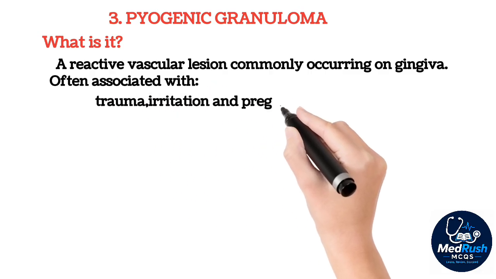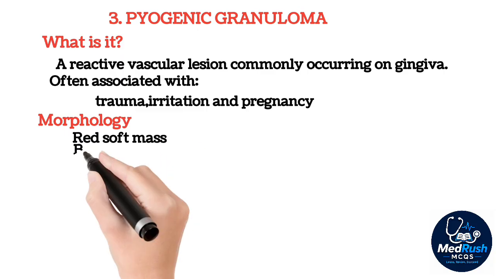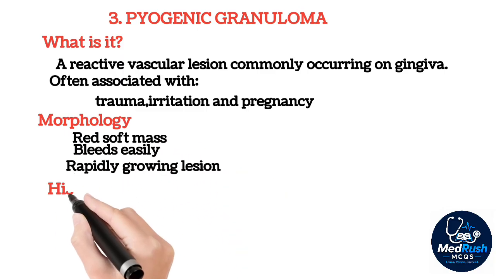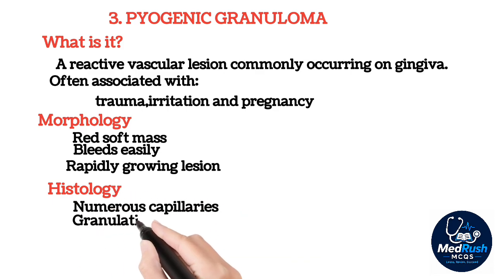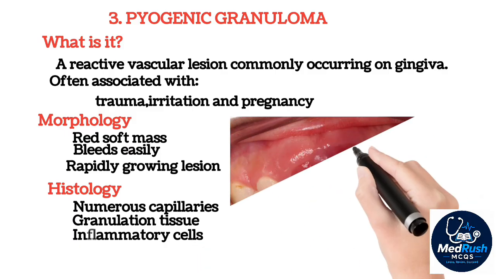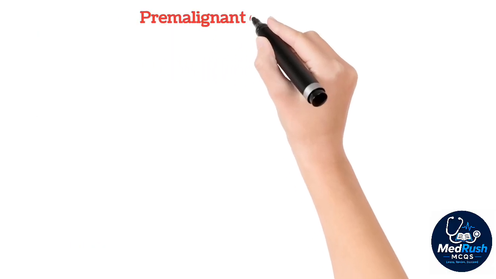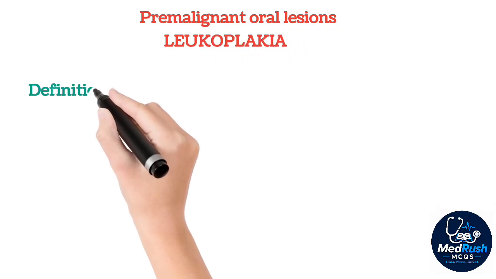Pyogenic granuloma is a reactive vascular lesion commonly occurring on the gingiva. It usually develops after trauma, chronic irritation, or hormonal changes such as pregnancy. Morphologically, it appears as a red soft mass that bleeds easily because of its rich vascularity. Histologically, numerous capillaries, granulation tissue, and inflammatory cells are present. Despite its name, pyogenic granuloma is neither pyogenic nor a true granuloma.